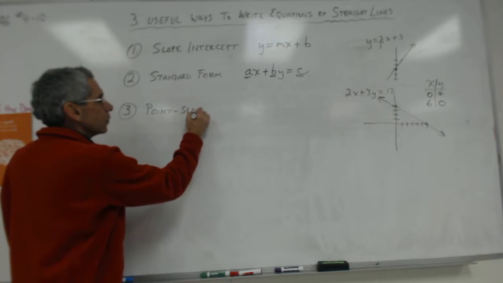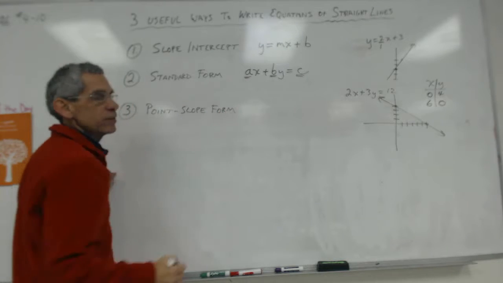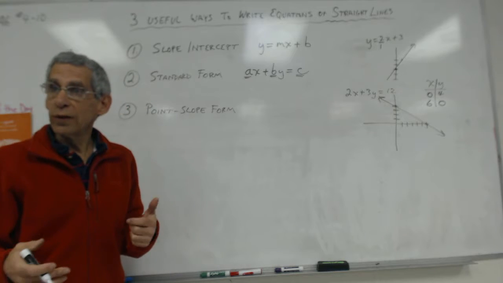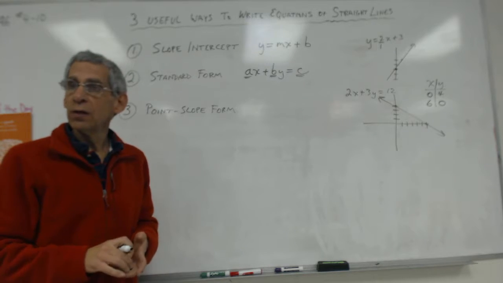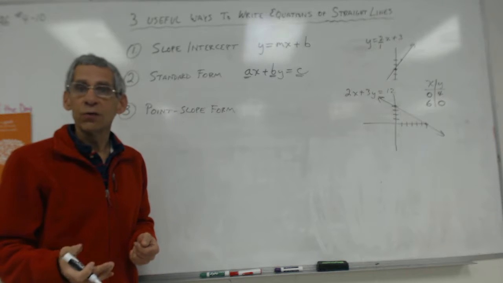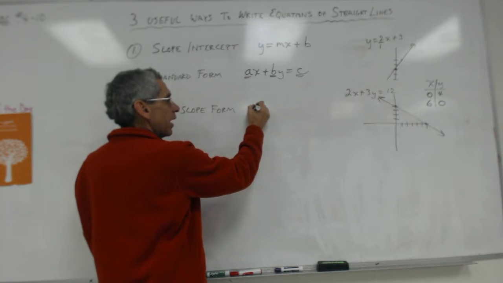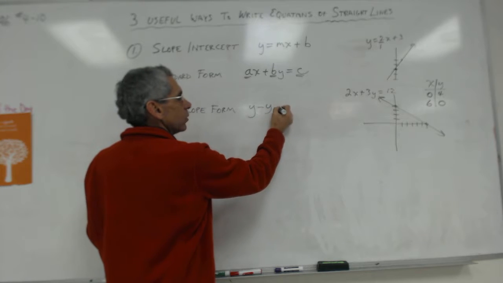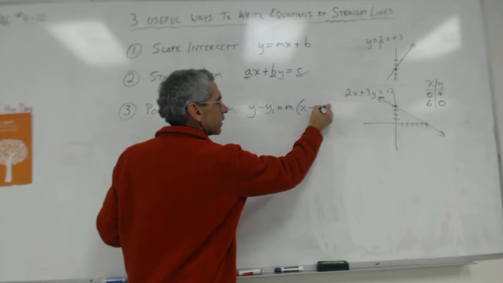I kind of remember this. It's a very bizarre formula, and it looks really scary, but it really is your friend, and it's worth getting to know. A lot of math teachers don't teach this right away, and I don't understand why, because it's such a useful equation. It's y minus y sub 1 equals m times x minus x sub 1.